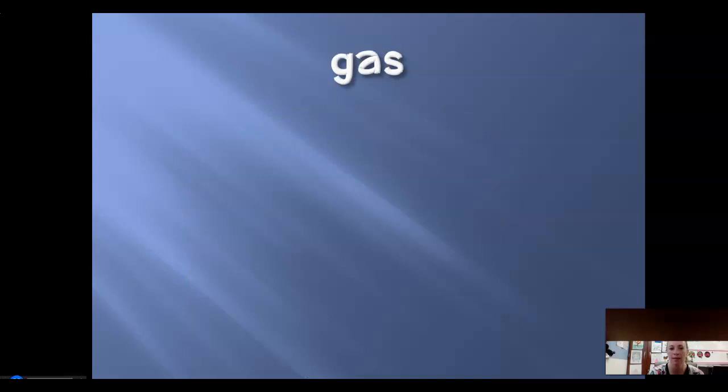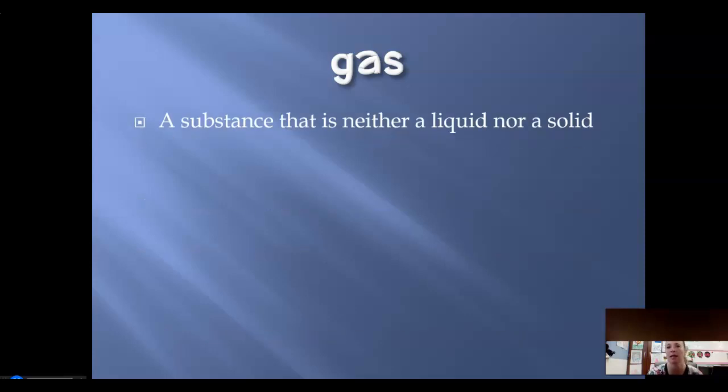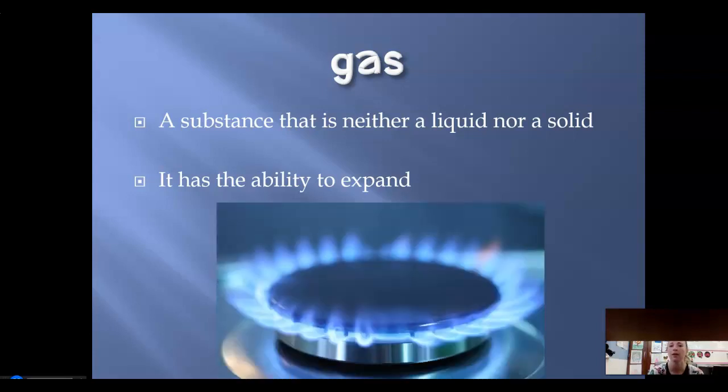Your next word is gas. Say gas. All right, you've learned about this in science class. So a gas is a substance that is neither a liquid nor a solid. It also has the ability to expand. So it's not a liquid, it's not a solid, and it can expand anywhere. So this is an example of a gas. It's not a liquid nor a solid, and that can expand.